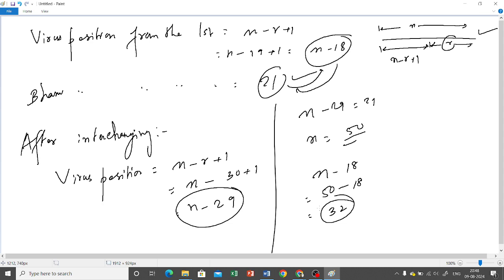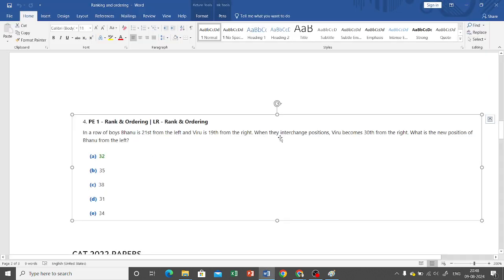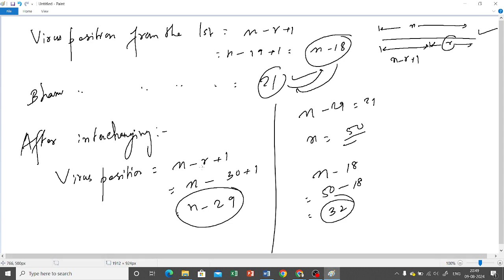লাস্টের স্টেপটা আবার বলবেন, n minus 18 যেটা করলেন এটা আবার বলবেন। হ্যাঁ, দেখো এখানে কি বলেছে যে when they interchange their position, Viru becomes 30th from the right. So when they interchange their position, then Viru's position becomes 30th from the right. From here it becomes 30th.